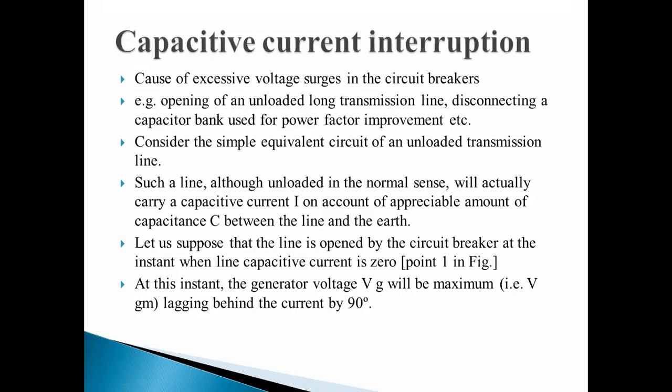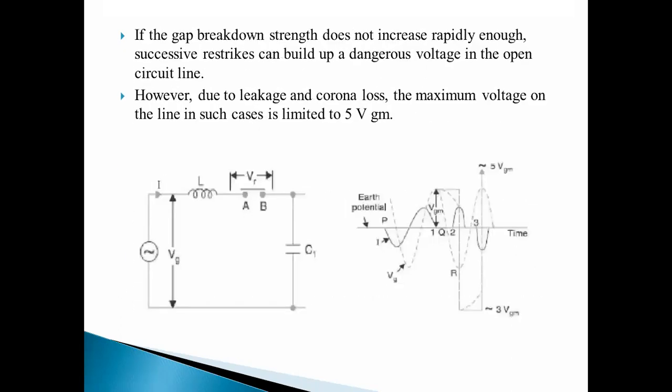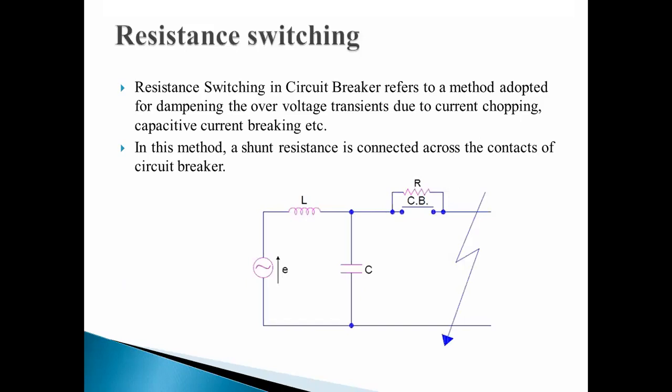So this is capacitive current interruption, and we have first seen current chopping and capacitive current interruption. Now the next point is resistance switching.